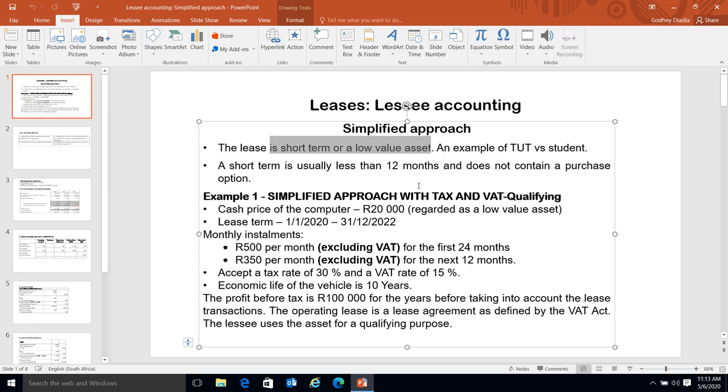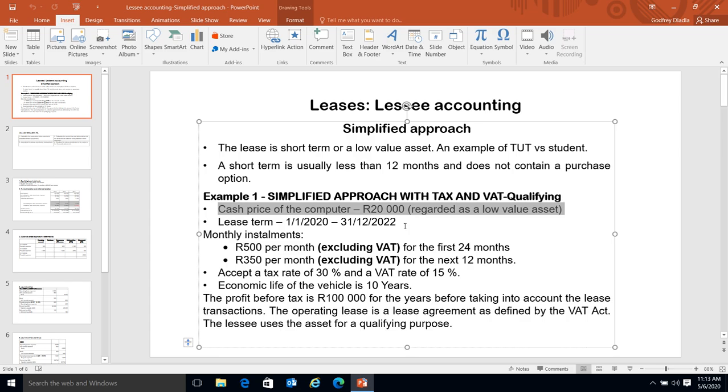Okay. Now, let's look at this exercise here. I've got an example here where it says it's a simplified approach with tax and VAT qualifying. Right. Let's concentrate on VAT qualifying because it's where we need to pay more attention. The cash price of the computer is 20,000, and is regarded as a low value asset. Already they are telling us that this is a simplified approach because it's regarded as a low value asset, right?